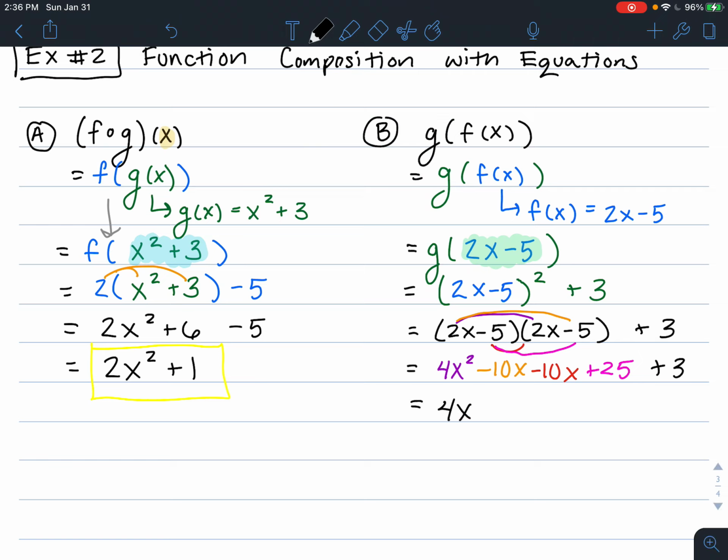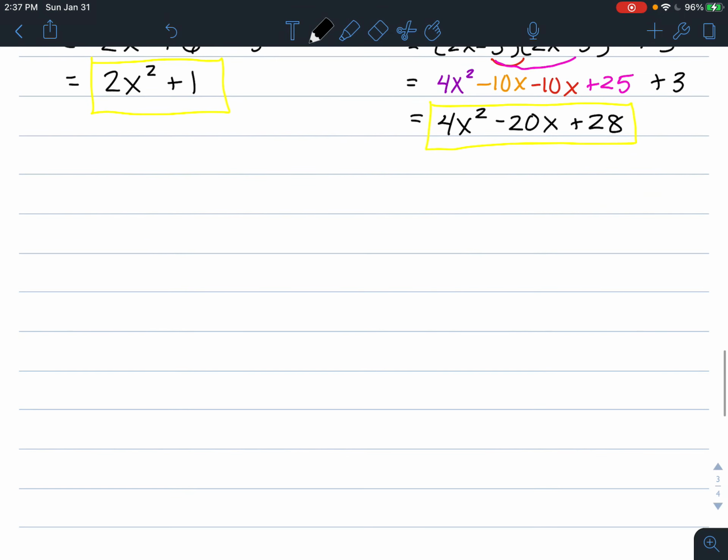So I'm going to get 4x squared minus 20x, and then 25 plus 3 is 28. So that's going to be our final equation. So we can see just by switching the order, right, we get vastly different equations. So that's why we really want to emphasize that the order matters here. So again, I'm going to give you 2 more to try on your own like this, and then you're going to go practice.